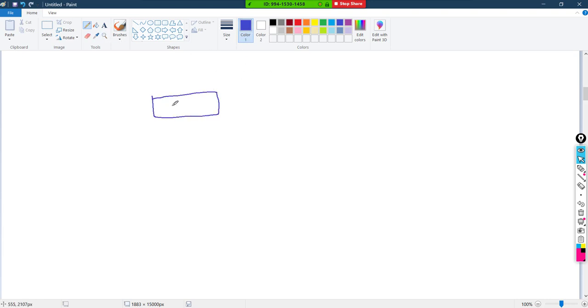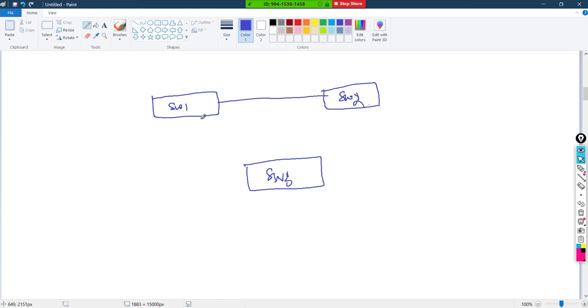Take this as one of the Cisco switches, and let's take another Cisco switch here. Similarly, I have one more Cisco switch. All of them are connected in this way. Let's write the MAC address of this switch as this, the MAC address of this one to be this, and similarly the MAC address of this one to be this.